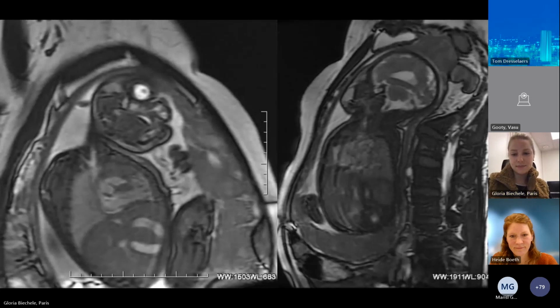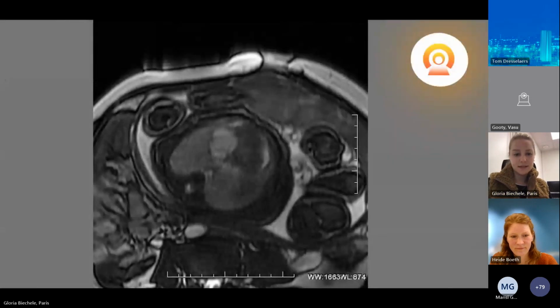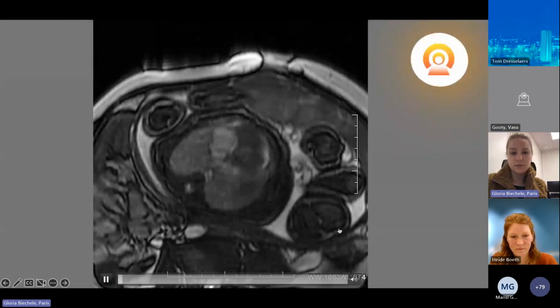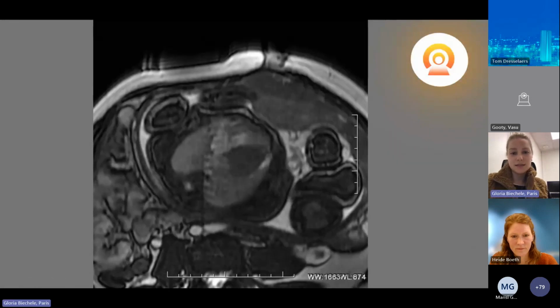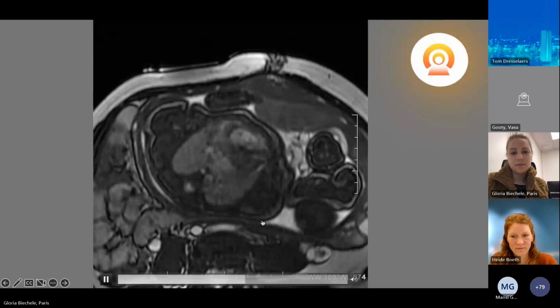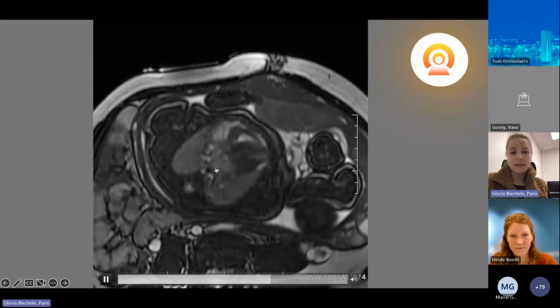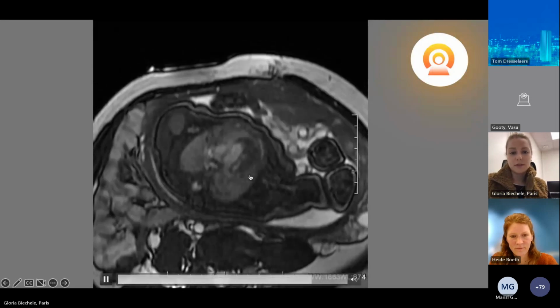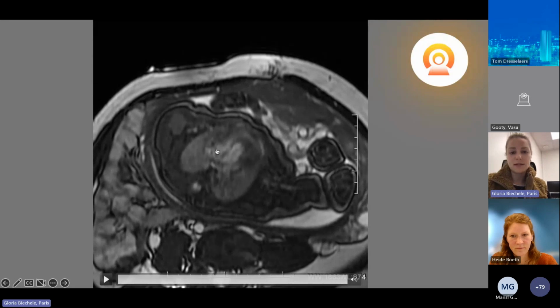And also a 4-chamber view, which showed the mass that had quite some artifacts concerning the big vessels.